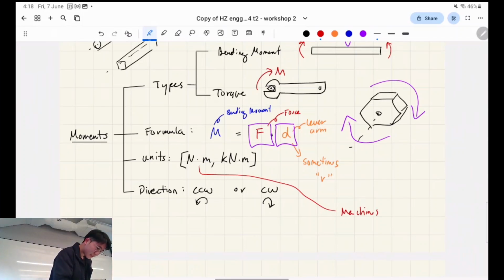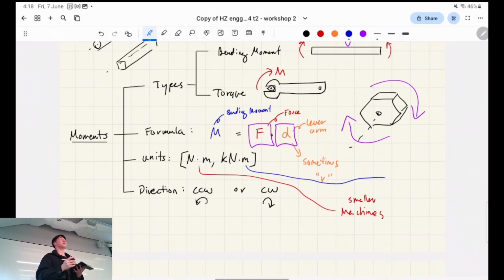Some smaller machines might use Newton meters, but especially in the civil stream, you're going to see this used for big things like buildings, beams, trusses, all these structures. We're going to be using kilonewton meters generally, which might seem a little bit unusual at first because they're not SI units, but they just tend to give nicer numbers under like 1,000-ish, rather than like 100,000 Newton meters or something like that.